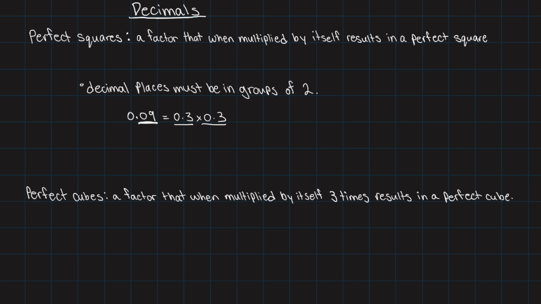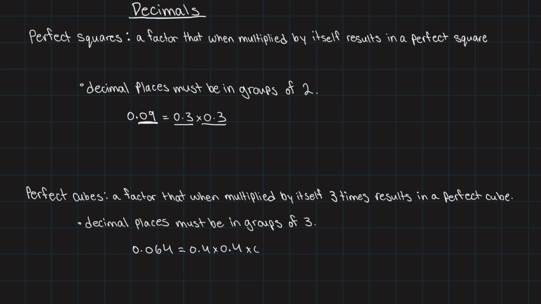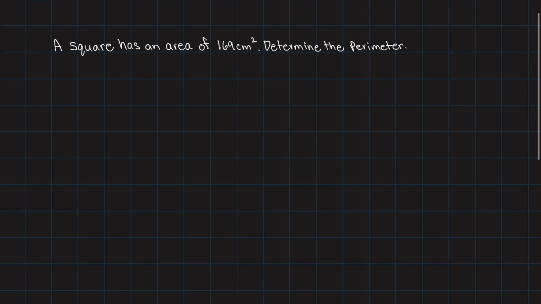A similar thing for perfect cubes, decimal places must be in groups of 3. So if we have 0.064, that works because 0.4 times 0.4 times 0.4 gives you 0.064. Okay, so our first word problem, we're going to go through two. This first one says a square has an area of 169 centimeters squared. Determine the perimeter. I'm hoping you understand what the formulas are to find the area and the perimeter of a square.